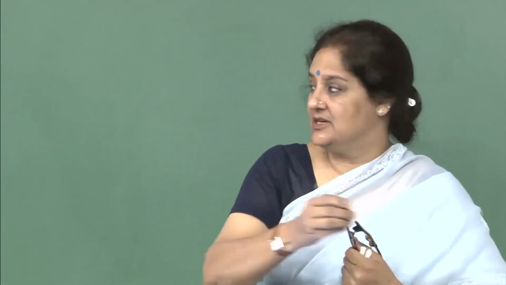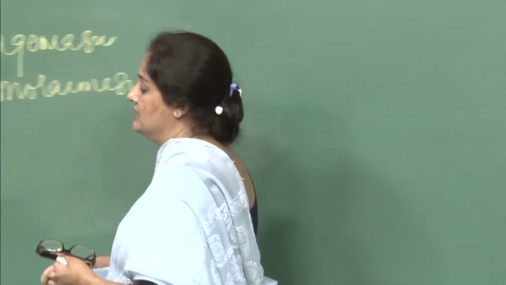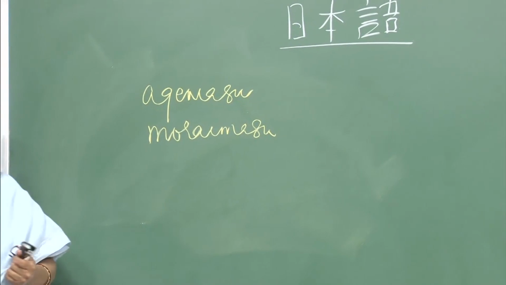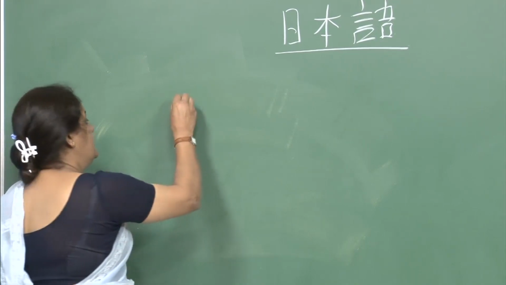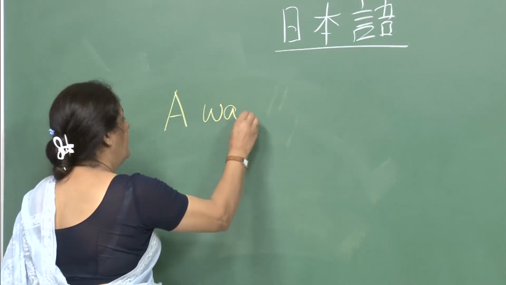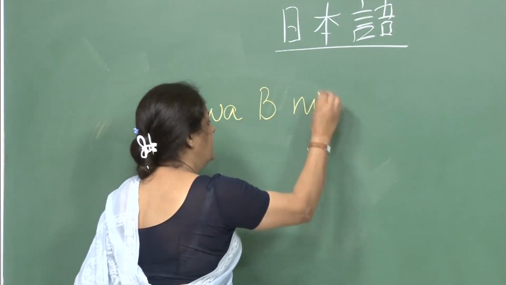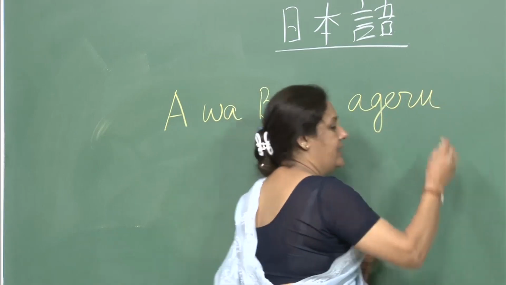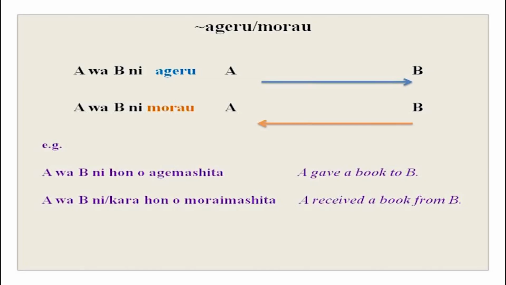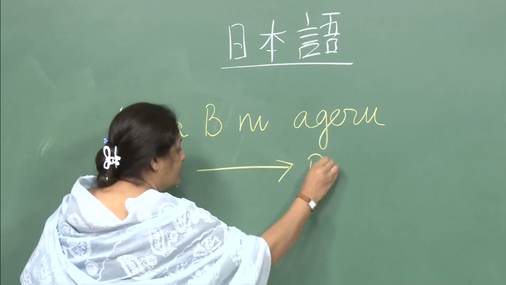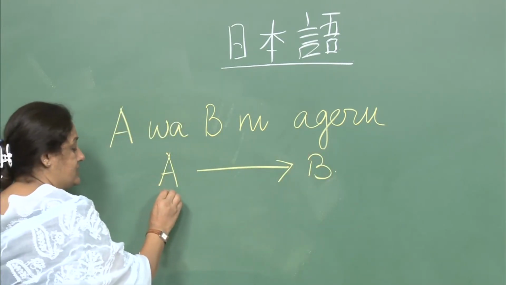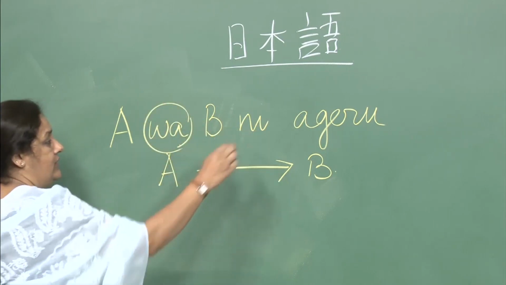Last time I just told you the verbs, this time I will tell you how to use them, what particles are to be used and what is the meaning of those particles. As is given over here, you can see A wa, B ni, ageru. A direct relationship over here. A gives to B. Now, A is the subject over here.